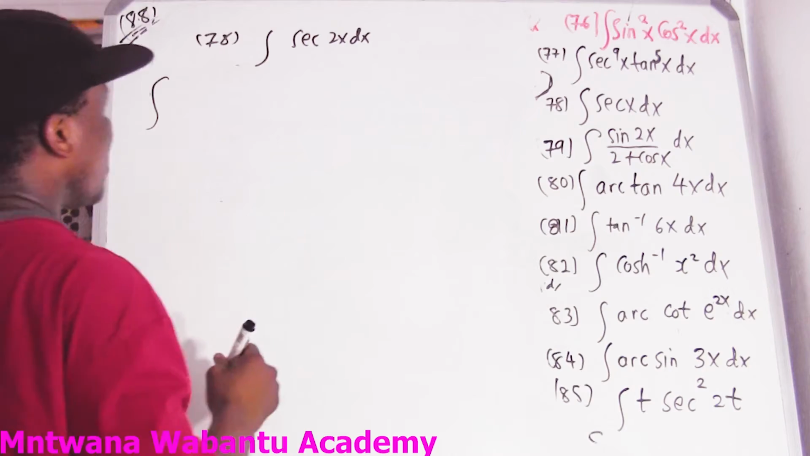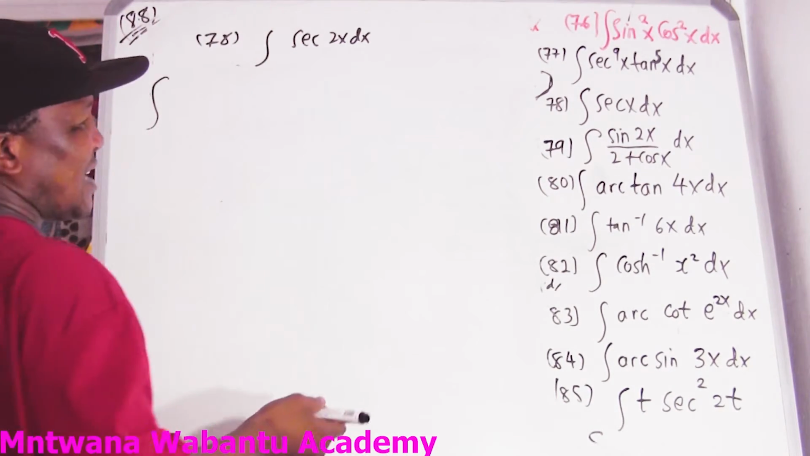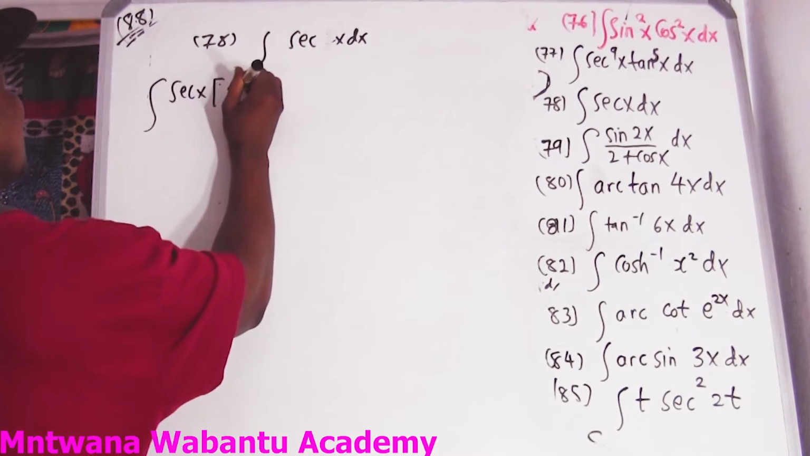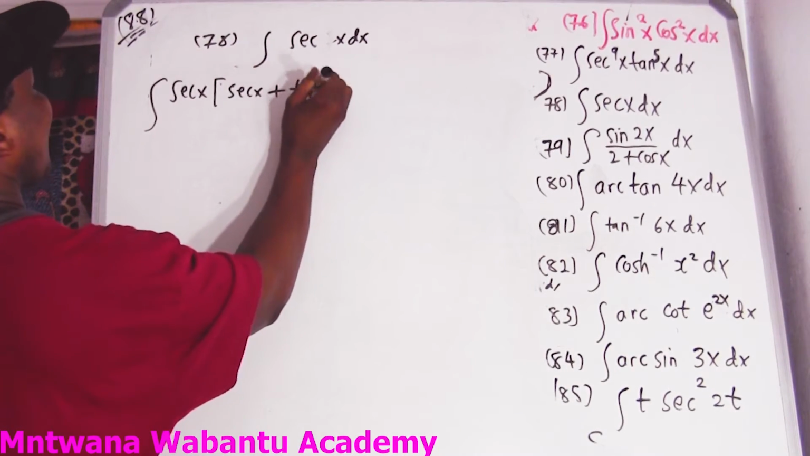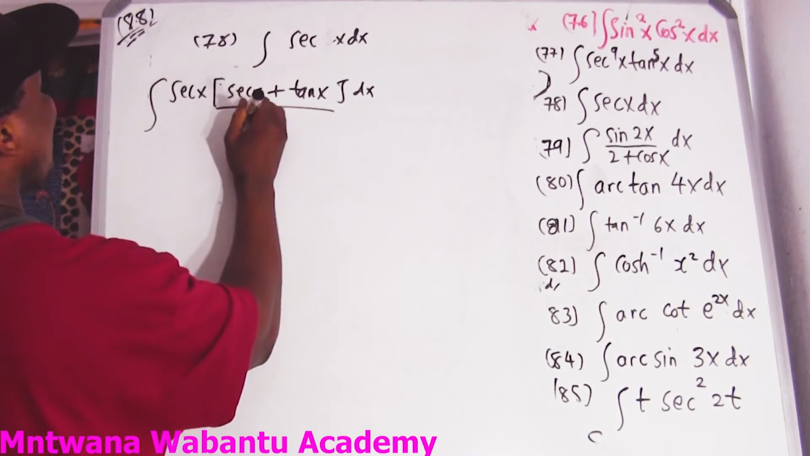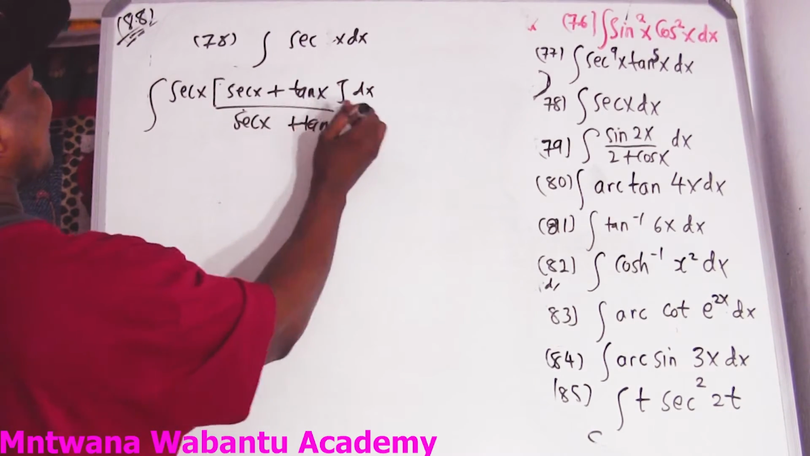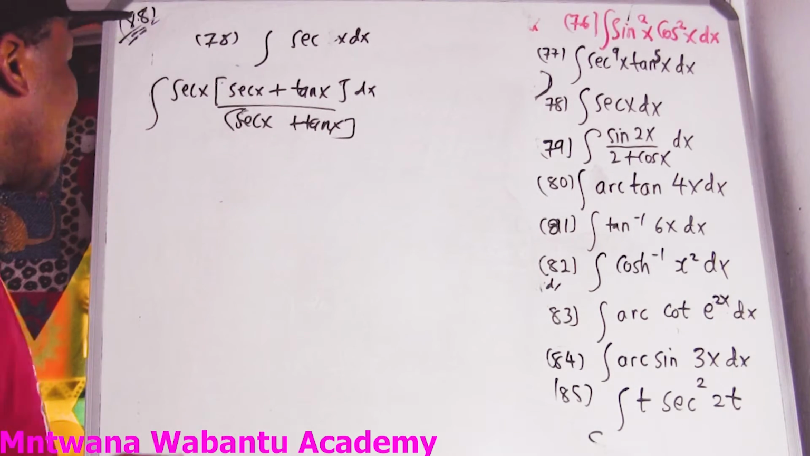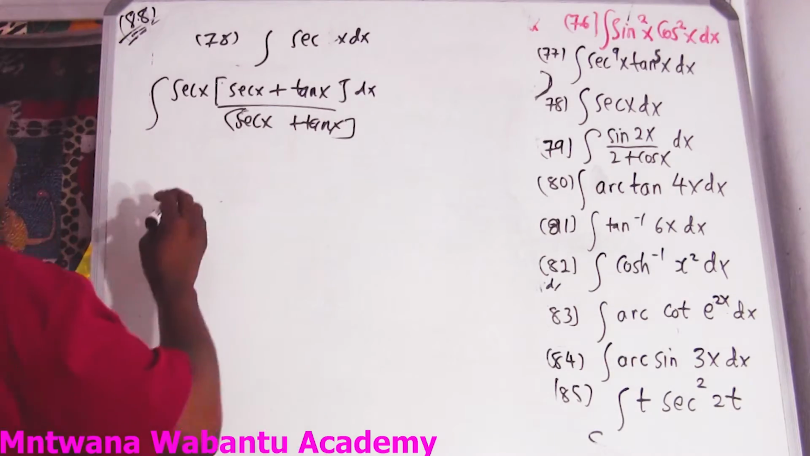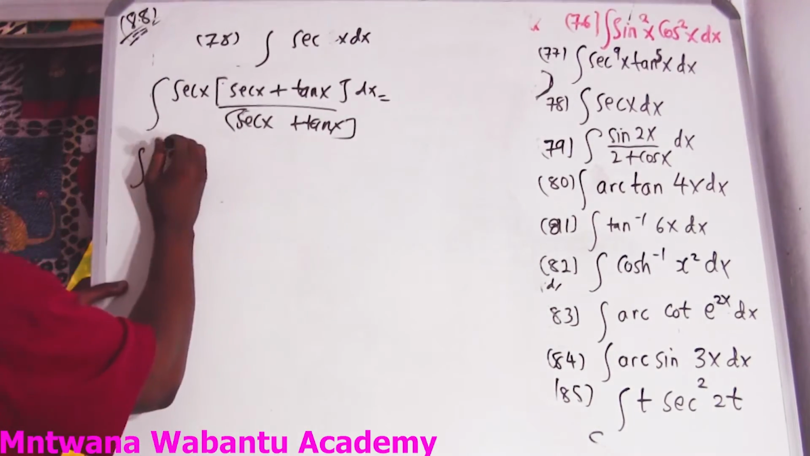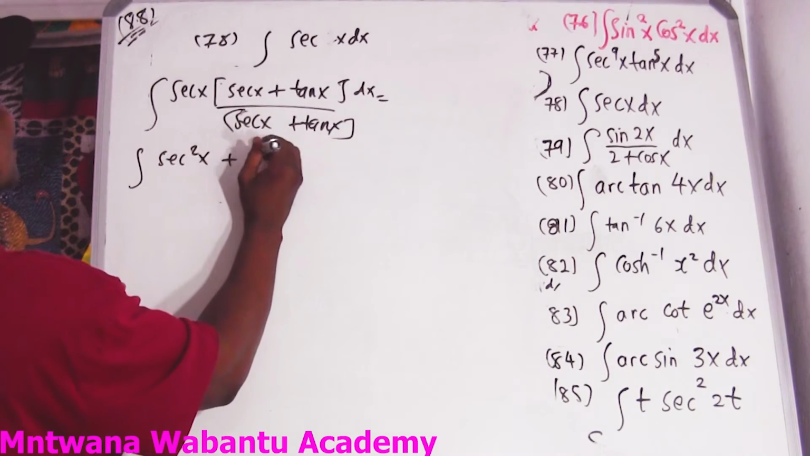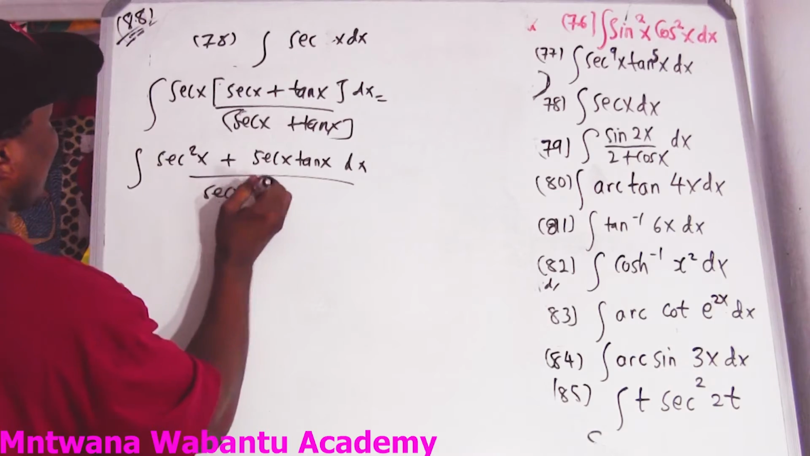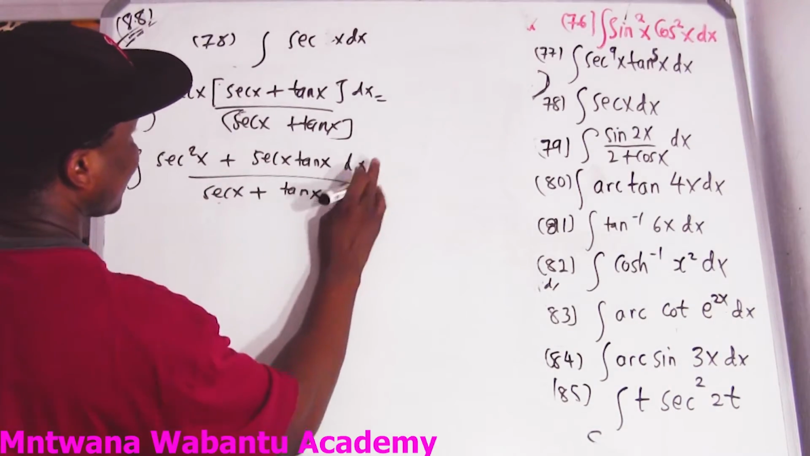So I'm going to do the same thing. I introduce sec x plus tan x, top and bottom: sec x plus tan x. It's like nothing, because this and this is equal to 1, so you need not change anything. If you multiply that out, it's going to be the integral of sec squared x plus sec x tan x over sec x plus tan x dx.